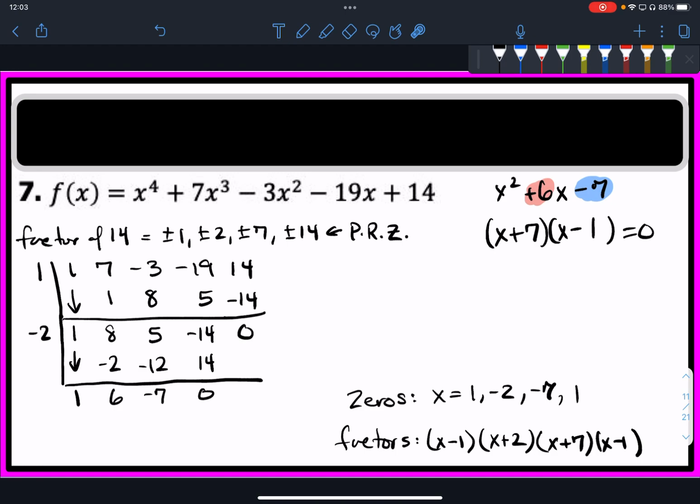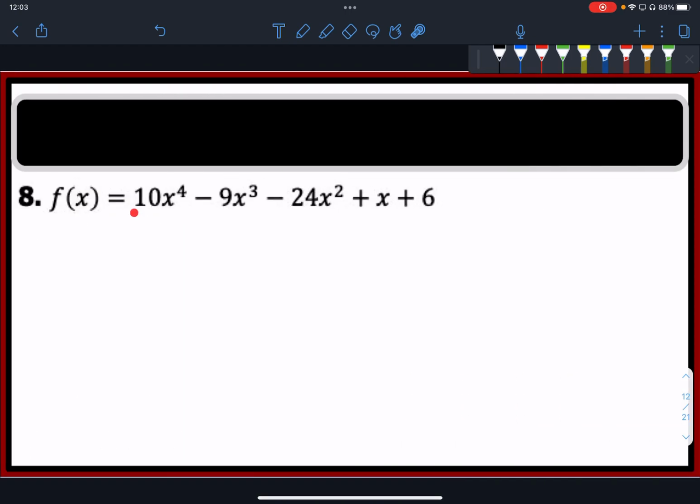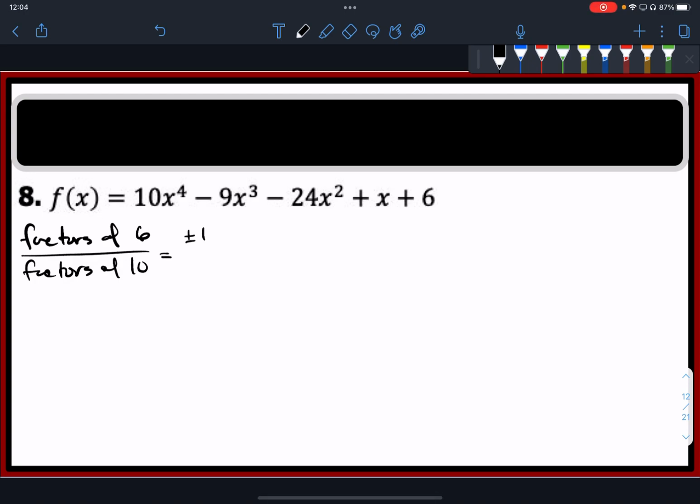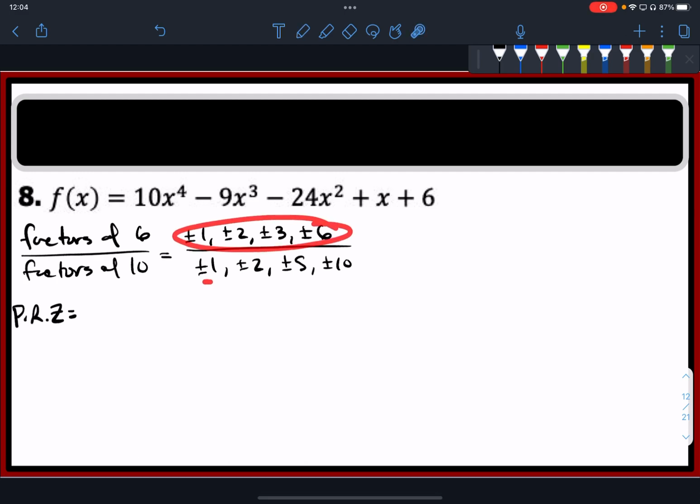All right, let's look at one other example like that, where our leading coefficient is not 1, but it's a 10. So we want to get the factors of 6 and divide it by the factors of 10. Factors of 6 are 1, 2, 3, and 6. And 10 has these factors. So our list of possible rational zeros is going to divide all of this by 1, then by 2, then 3, by 5, and then by 10. Let's start by dividing all of these by 1.